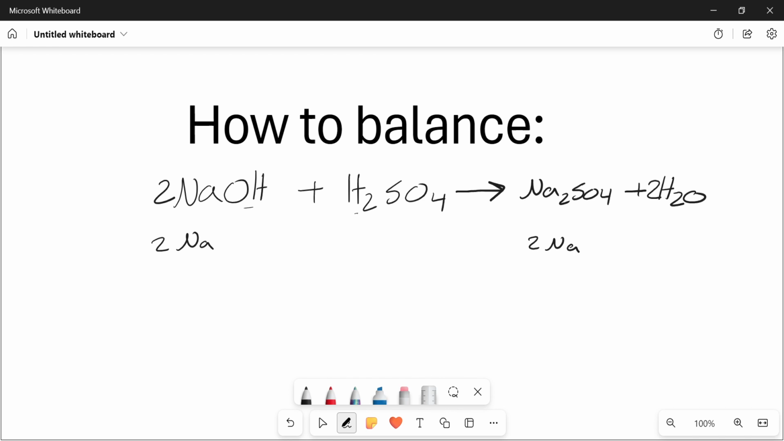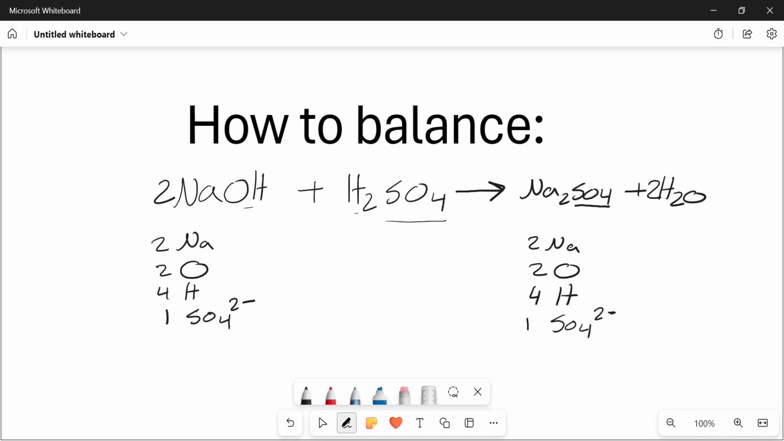We have 2 oxygen atoms on the reactant side. We have 2 oxygen atoms on the product side. We have 4 hydrogen atoms on the reactant side. We have 4 hydrogen atoms on the product side. We have 1 sulfate ion on the reactant side. Here we have 1 sulfate ion on the product side here.